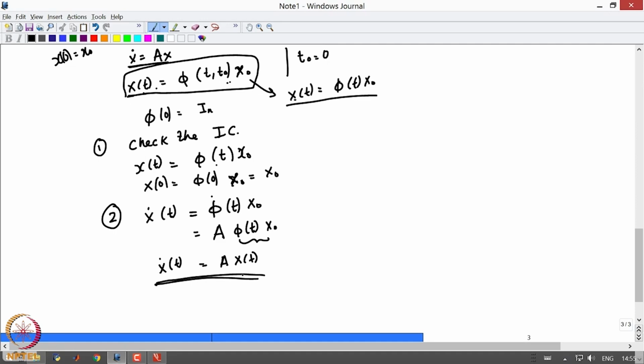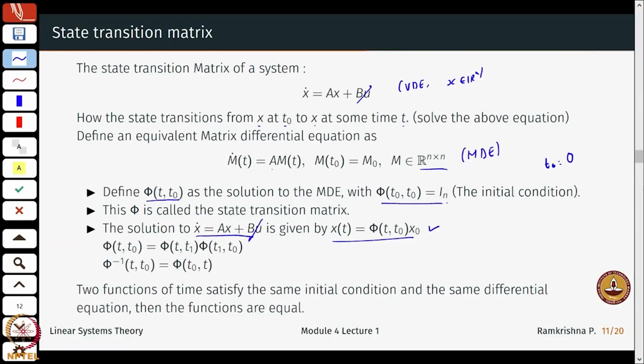right. And therefore, this statement is true, that the solution to x dot equal to A x is given by x of t is phi t t naught x naught, right. So, what we use here is that if two functions of time satisfy the same initial conditions and the same differential equations, then these functions are equal, right. So, that is what I make use of, which is kind of in a way obvious.